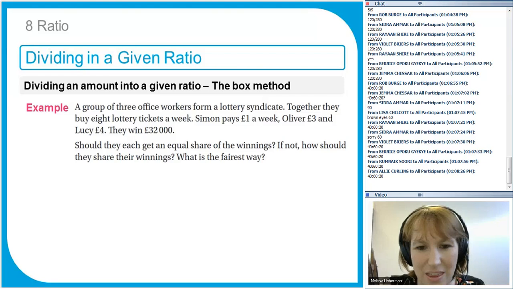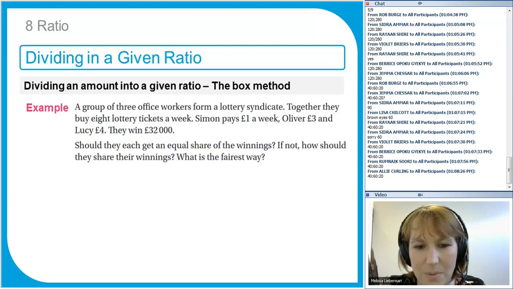What's the fairest way? I think what we're suggesting here is that the fairest way would be to divide it as a proportion of how much they pay. So it's not fair if Lucy pays in 4 times as much as Simon that she should get the same amount. We're not just going to divide it by 3. We're going to say, okay, Lucy will get 4 times more than Simon, and Oliver will get three times more than Simon.